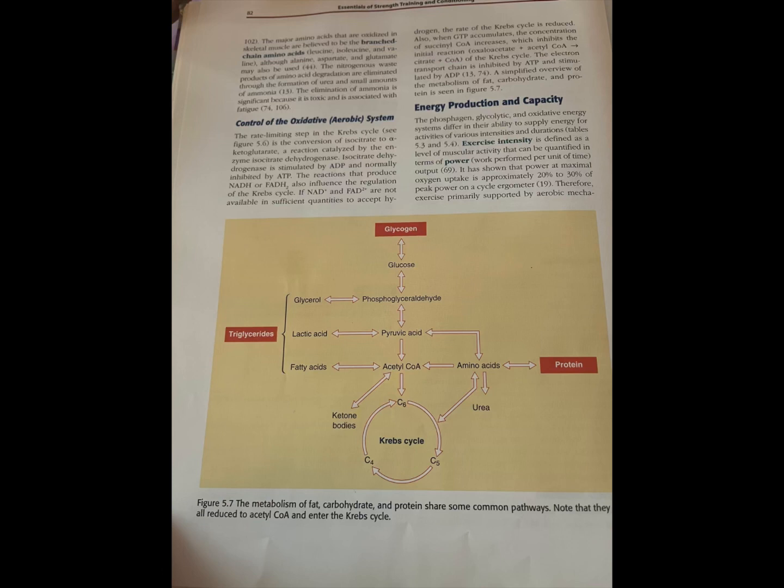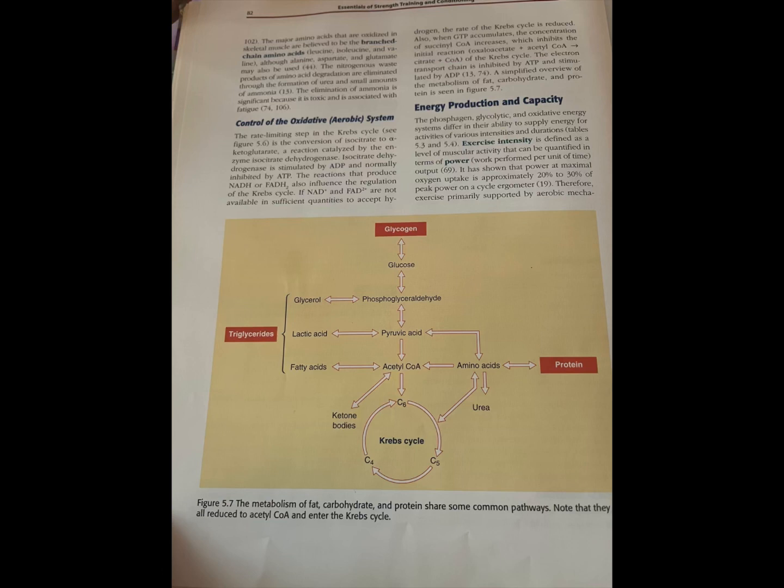Control of the oxidative aerobic system. The rate-limiting step in the Krebs cycle, Figure 5.6, is the conversion of isocitrate to alpha-ketoglutarate, a reaction catalyzed by the enzyme isocitrate dehydrogenase. Isocitrate dehydrogenase is stimulated by ADP and normally inhibited by ATP.